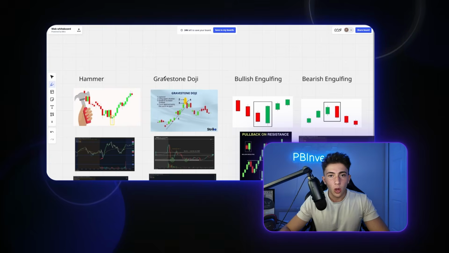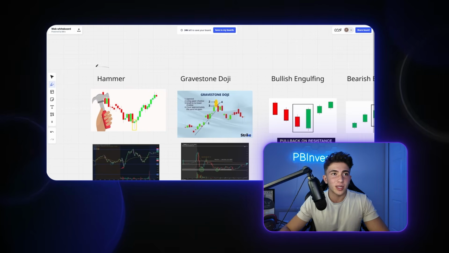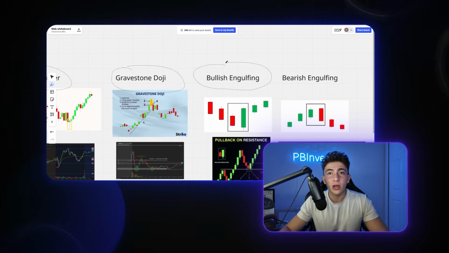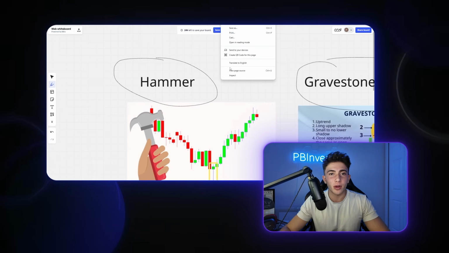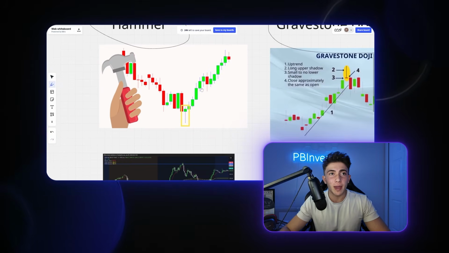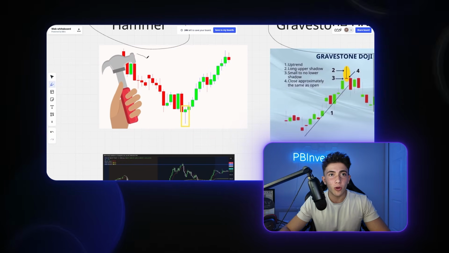Let's get into it. So the 4 candlestick patterns we're going over are the hammer candle, the gravestone doji candle, the bullish engulfing candle, and the bearish engulfing candle. Obviously, these 2 are just the bullish and bearish version of themselves. Starting off with the hammer candlestick pattern. The hammer candlestick pattern is when you're going down or retracing and then you get a hammer candle.